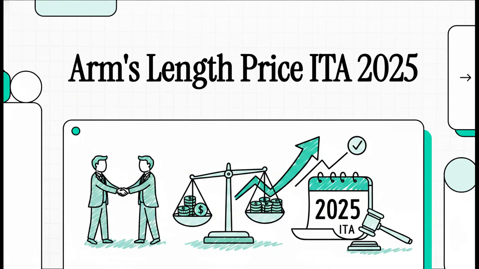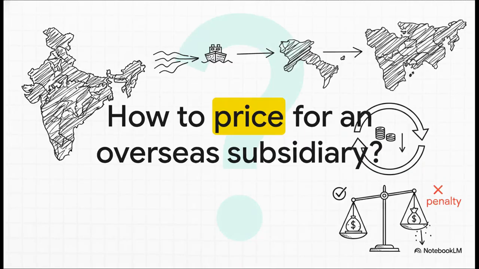Welcome to this professional explainer on Section 165 of the newly minted Income Tax Act 2025. Today we're focusing on an absolutely foundational pillar of transfer pricing, determining the arm's length price. So picture this, you're an Indian company and you're selling goods to your overseas subsidiary. How do you price that transaction correctly for tax purposes?